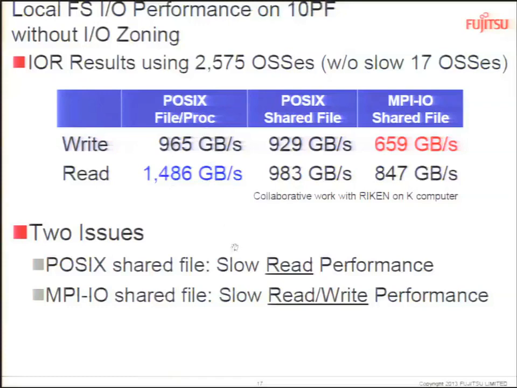However, we have two issues. One is the slow read performance of the POSIX shared file, and for the MPI-IO shared file, both read and write performance is very poor. That's the problem. So after this, in the following slides, I investigated why this performance is worse.